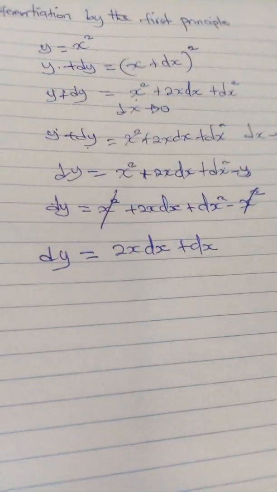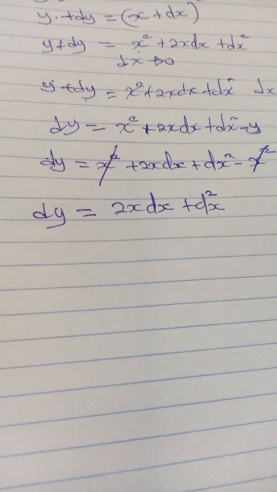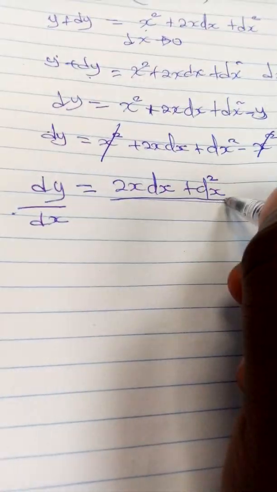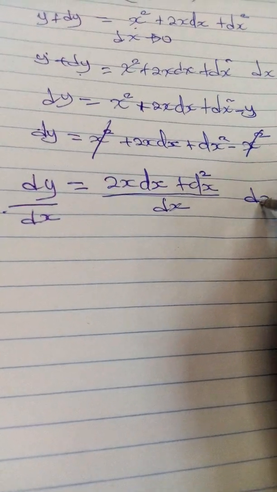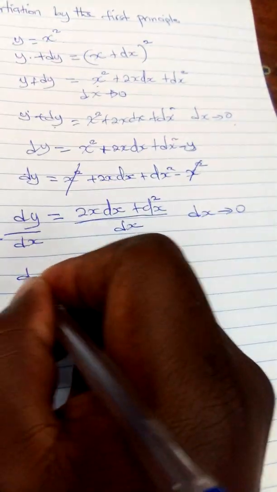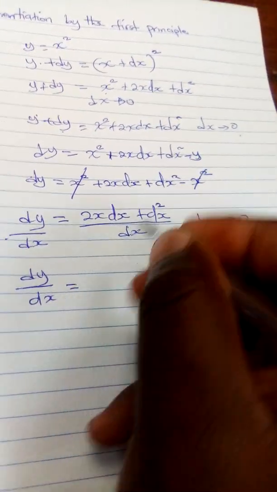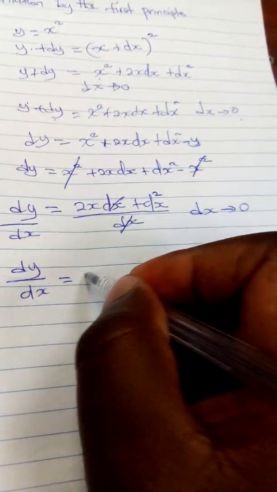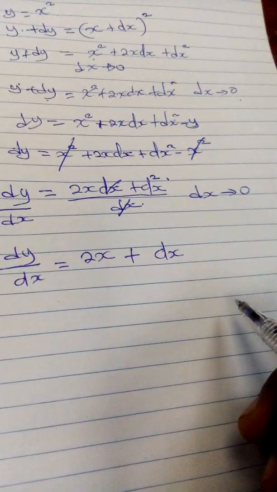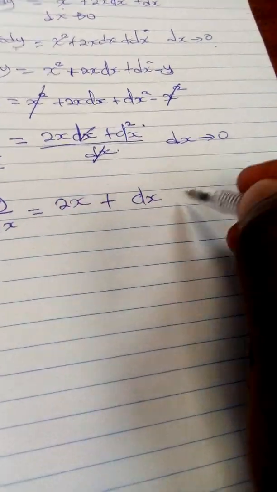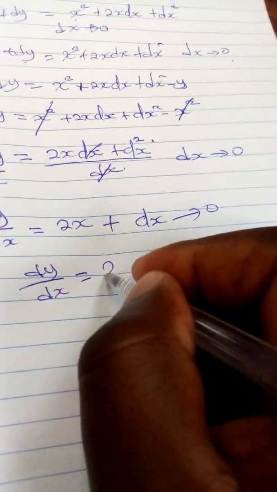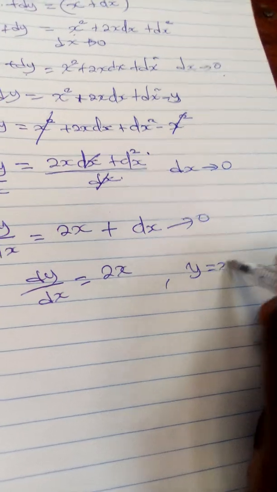But our interest is to get dy over dx. So you divide this side by dx, this side also by dx. But this dx, we know it is approaching 0. So we end up finding that dy over dx is equal to this, and this cancels out. We get 2x plus dx because this cancels the power. But we know that dx is approaching 0. So you get that dy over dx is equal to 2x when y is equal to x squared.